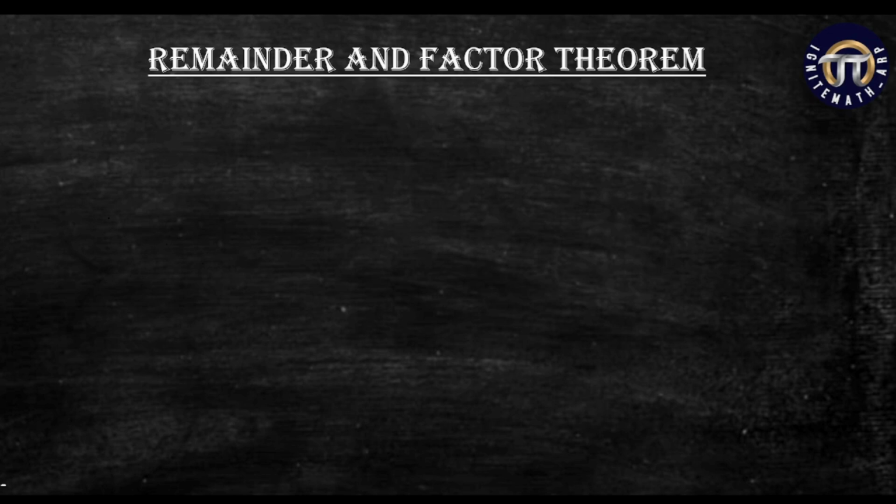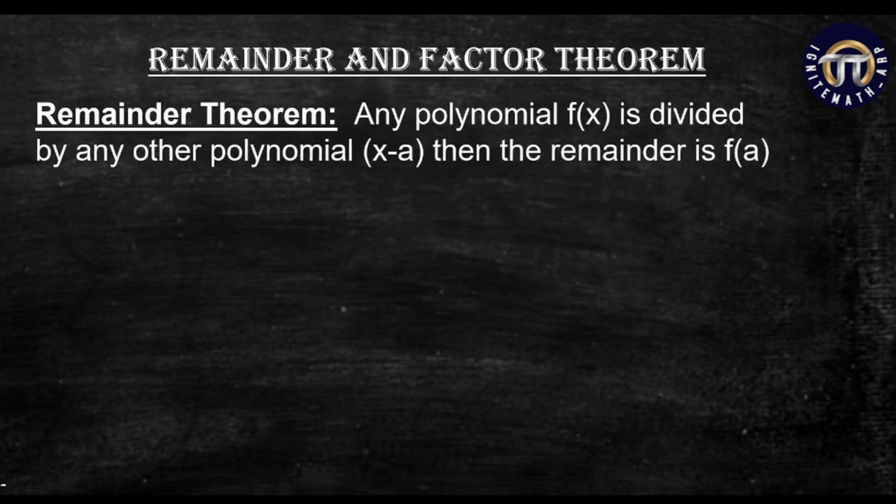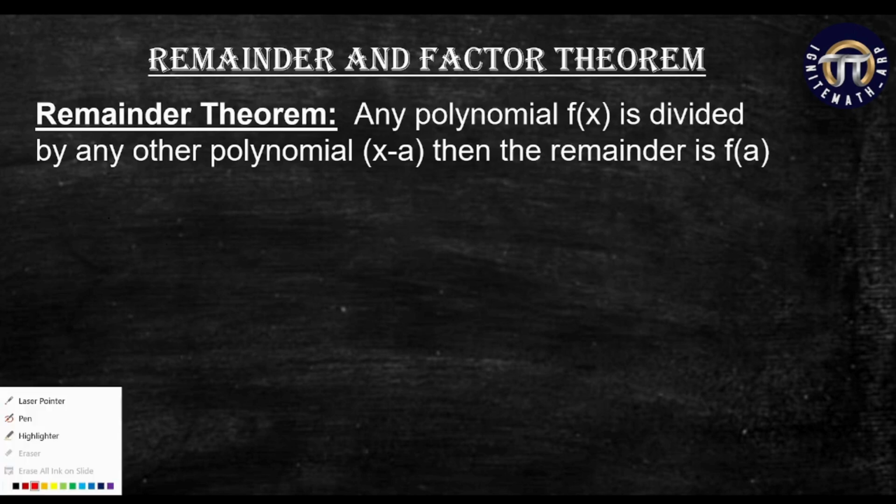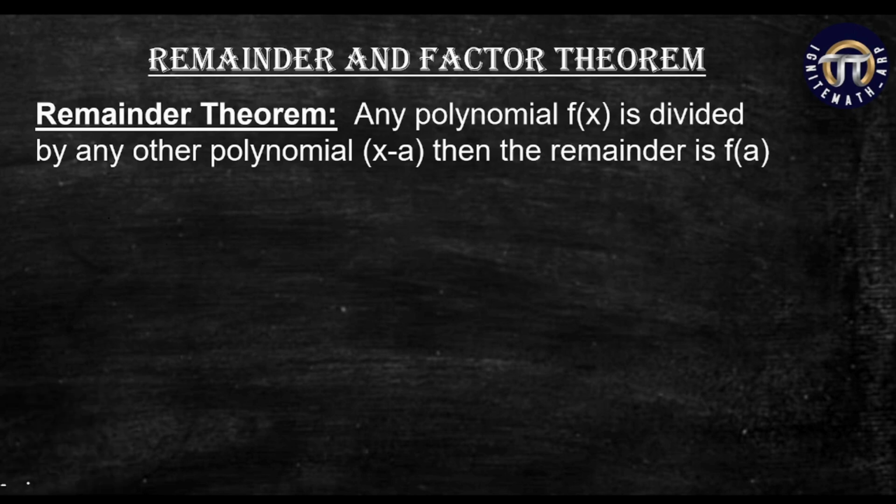Right, so let me start with the statement of the Remainder Theorem. The remainder theorem states that if any polynomial f of x is divided by any other polynomial x minus a, then the remainder is f of a. Let me explain it now with a simple example using numbers before we go to the algebraic expression.